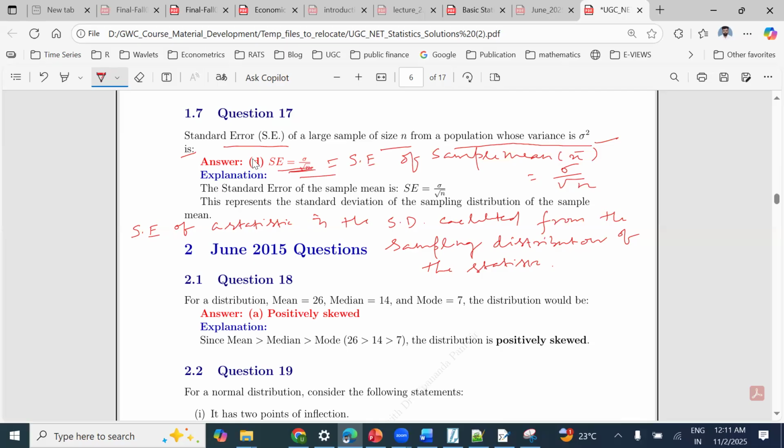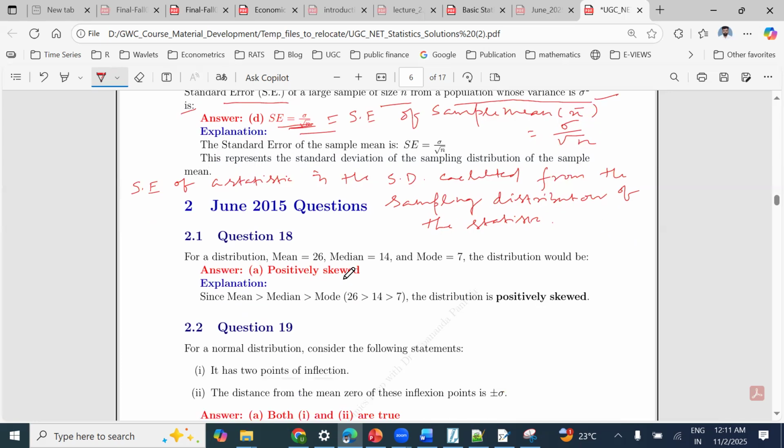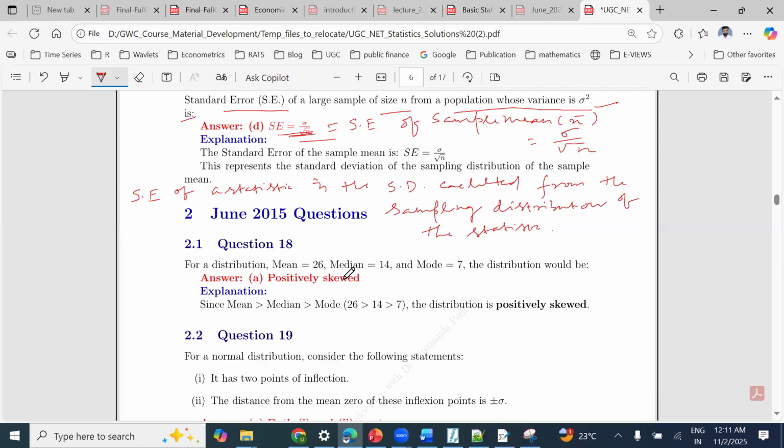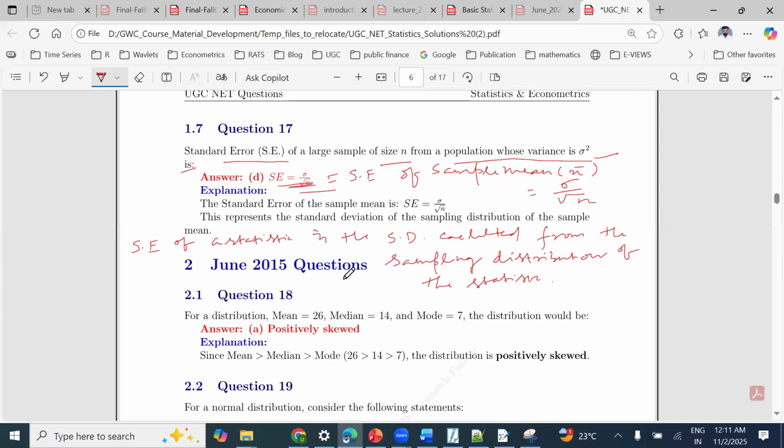I think the choices are mentioned over here, but yes, we can discuss, not a problem. So this represents the standard deviation of the sampling distribution of the sample mean. So I hope it is clear, right? So this is clear, standard error. Yesterday we had discussed standard error and sample size.